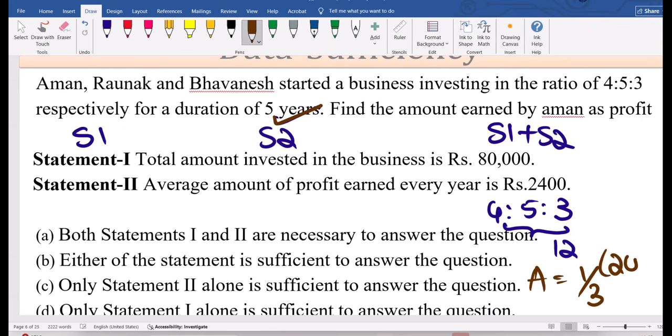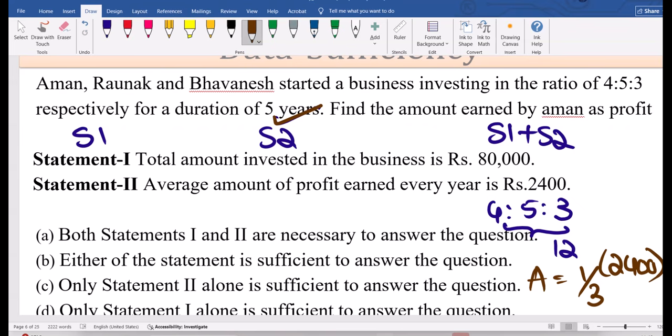So out of 2,400 average, okay, we can calculate. What the exact value is, is not at all the discussion. Can we calculate or not? Can we get the data or not? Yes. Where the average is given, we will get the total profit from that second statement.